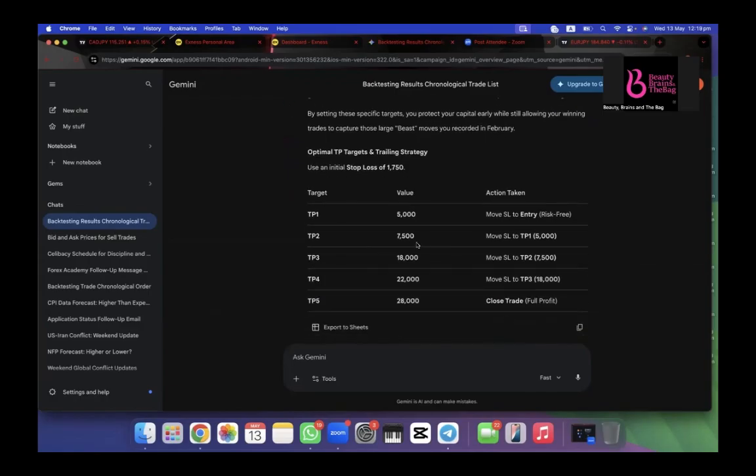So let's see what it will tell me. Okay, so it gave its answer based on the whole data. It told me to close my trade at 28,000 points. When I chose 20,000, it told me 28,000 would be better because three trades actually hit 28,000 points. You can see that its profit targets are not fixed. Based on that data, it gave me different values.